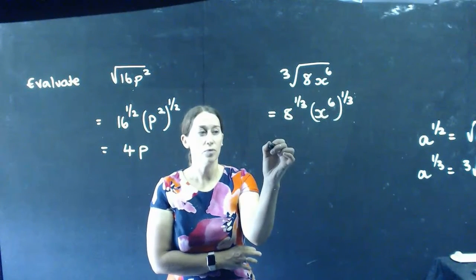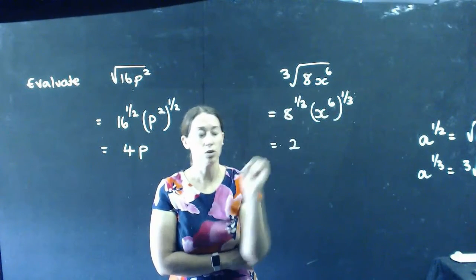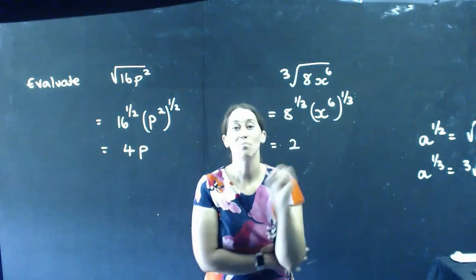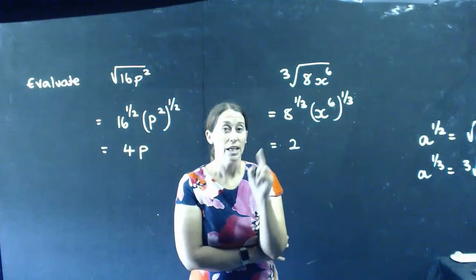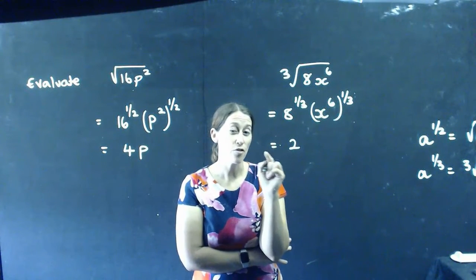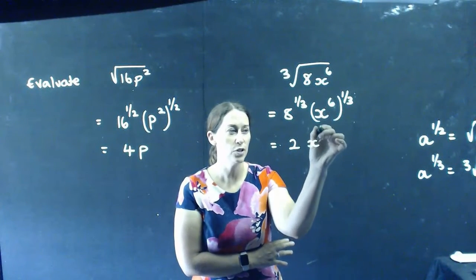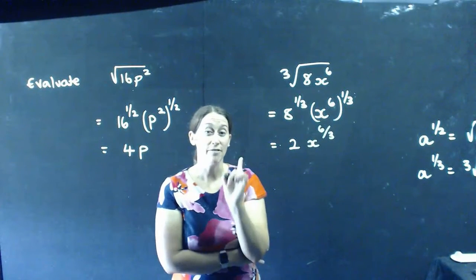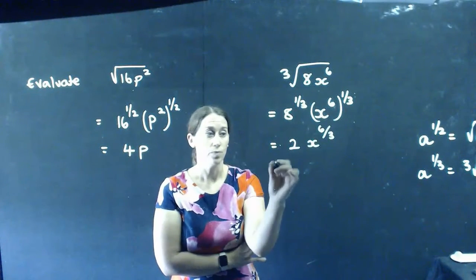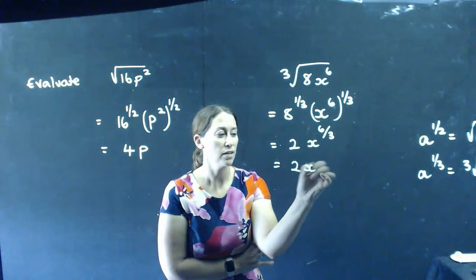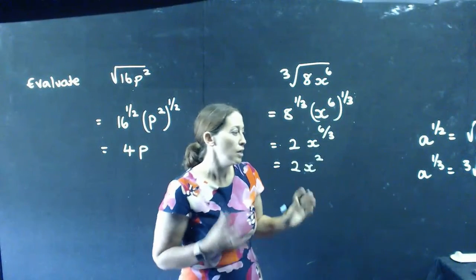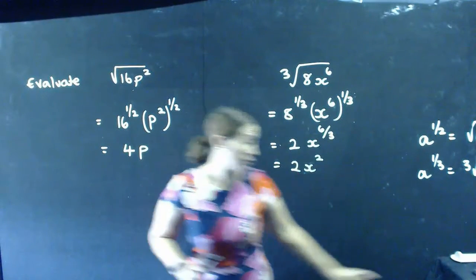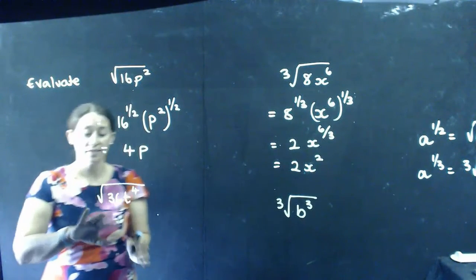8 to the power 1/3 is 2, which we talked about. And then 6 multiplied by 1/3 is 6 over 3. Let's just write that because some of you are visual learners, which can be evaluated as 2. So we're left with 2x squared. Might do some more underneath. Hold on. So I'm going to evaluate this. So let's have a look.